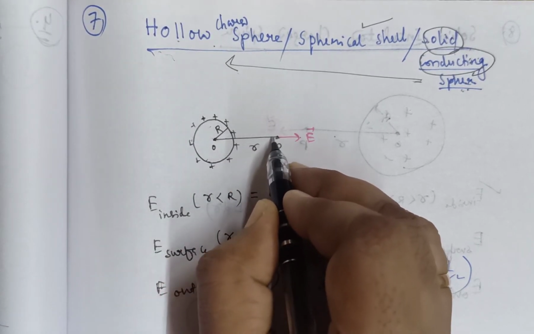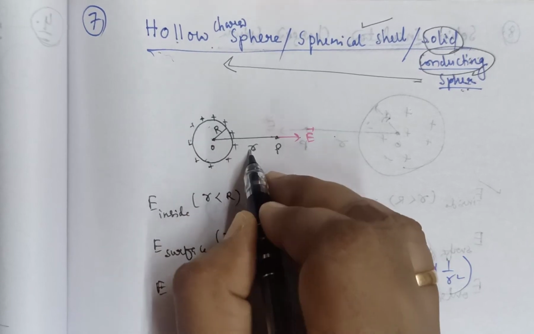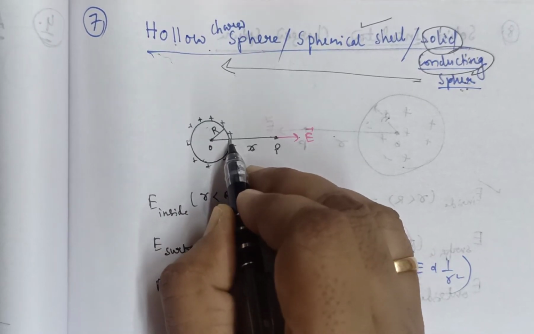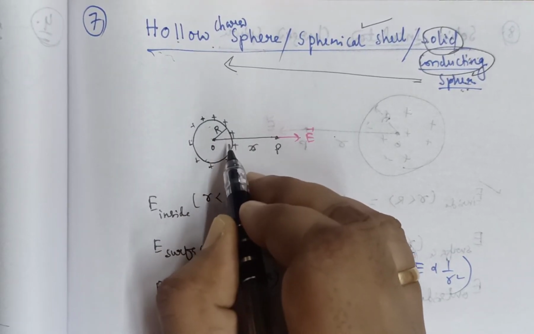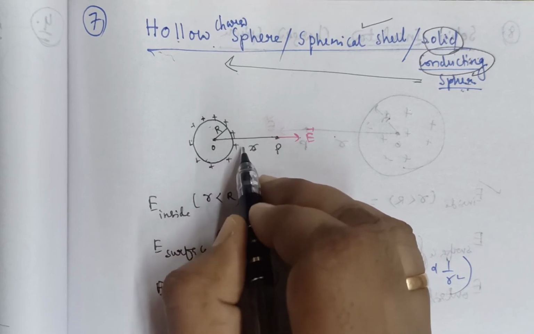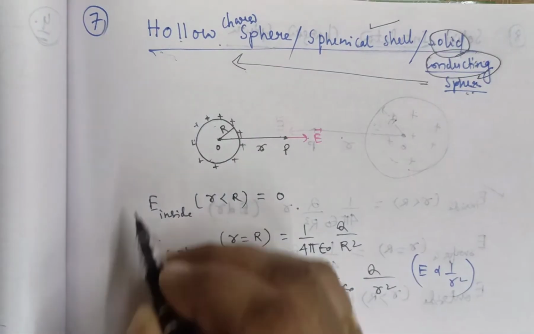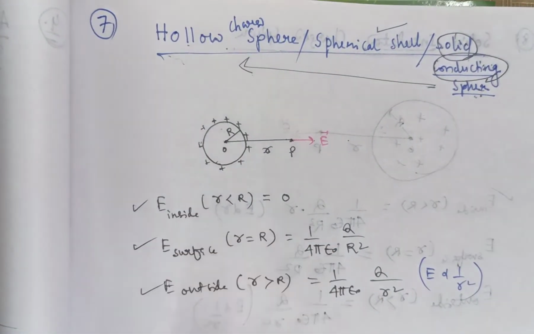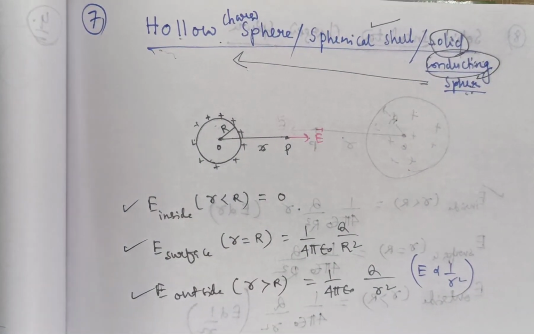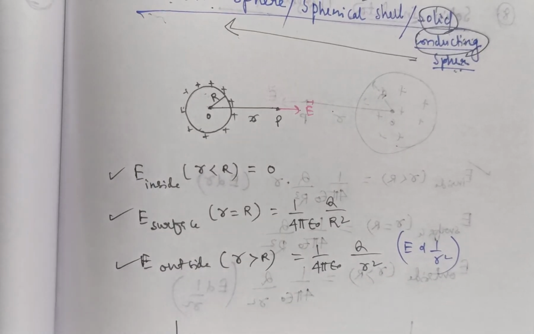If point P is outside, small r is greater than R. If P is on the surface, then small r is equal to R. If small r is less than R, then it will be inside. There are three formulas for inside, surface and outside. You just remember these formulas are derived from the Gauss theorem.